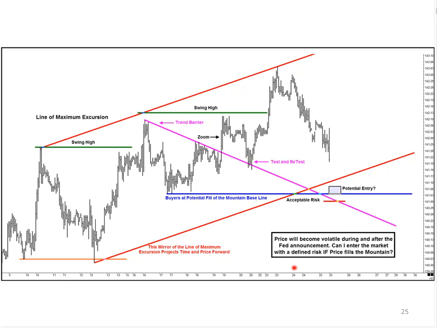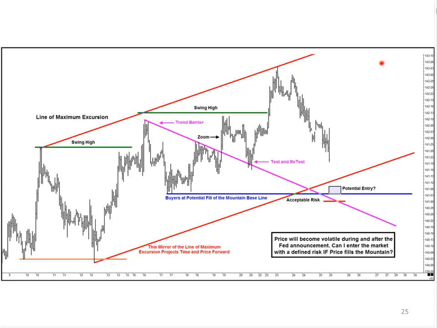Can I enter the market with a defined risk if price comes back to fill the mountain? Here's the mountain right here. This is where we found the last set of buyers. And my question is, will they be there? And if they are, I want to participate, because look at the last leg. We went from literally 140 all the way up to almost 143. Now we're pulling back. I expect the same kind of action.